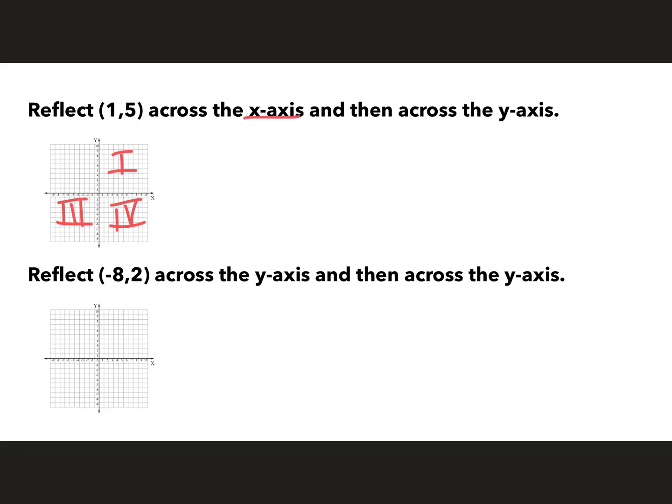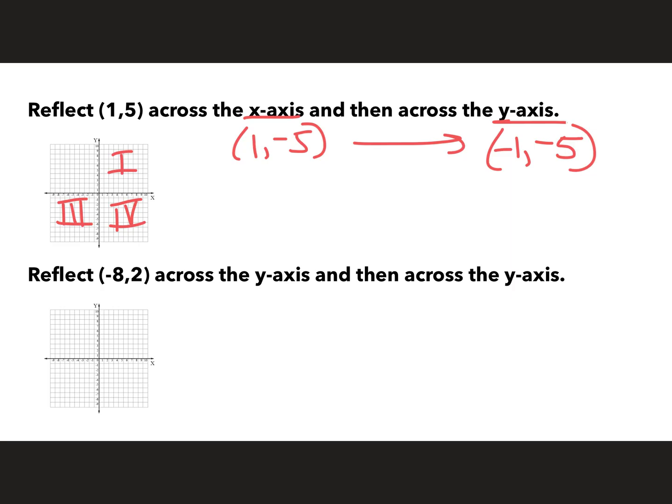Across the x-axis means the x guy stays the same. So that's a 1, and the y changes to its opposite. But then when I take that and go across the y-axis, the x guy changes, and the y stays the same. Now, does that make sense? Would you find point -1, -5 in quadrant 3? Yep, absolutely.